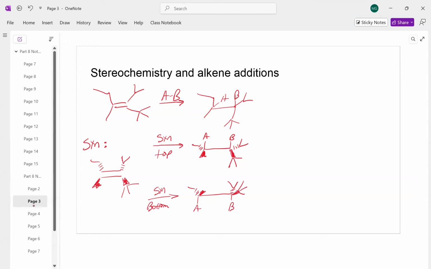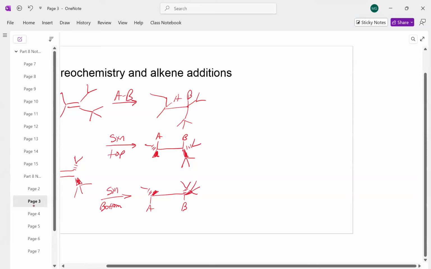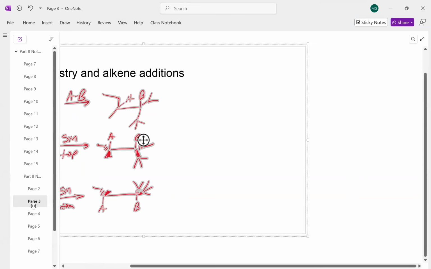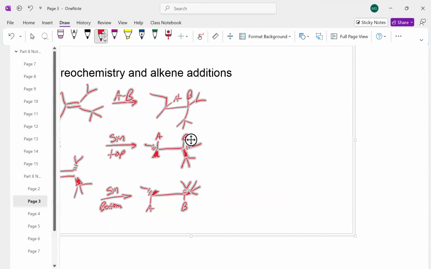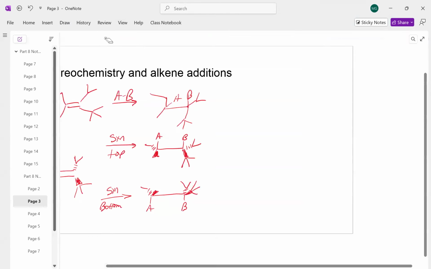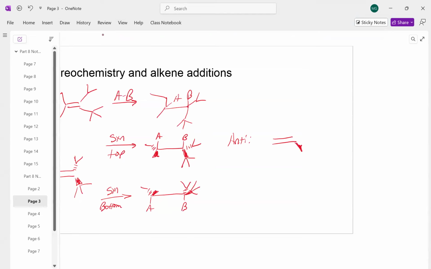Now, on the flip side, what does anti look like? So with anti, again, I'm going to do the same thing. I'm going to imagine looking at this alkene from the side instead of top down. And if I look at it from the side, then the isopropyl and the methyl group would be coming out at me. That's why I'm using the wedges there.